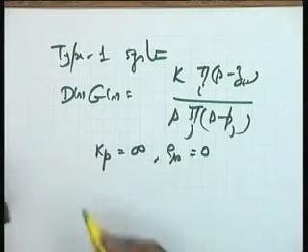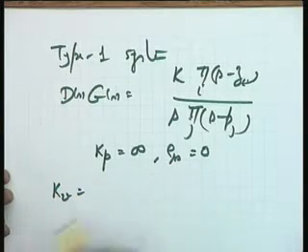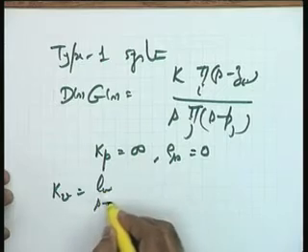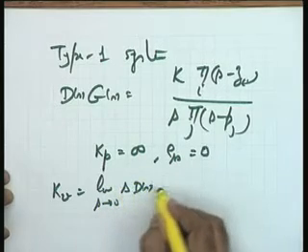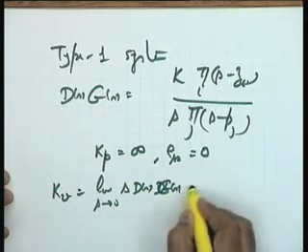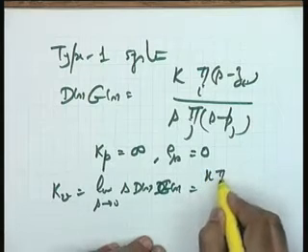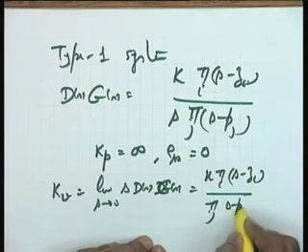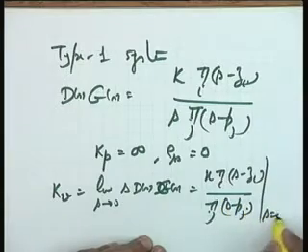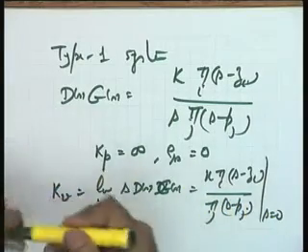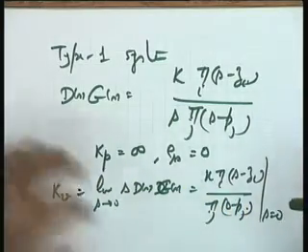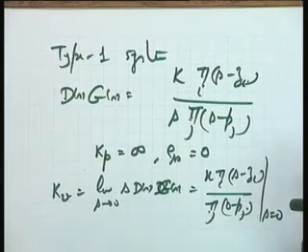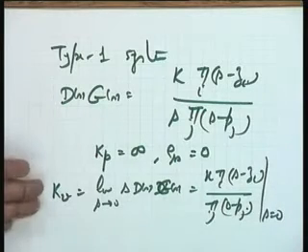But if you see kV, kV in this particular case is limit s tends to 0 of s DsGs, and you can say that this is equal to K product of (s minus zi) over product of (s minus pj), at s equal to 0, a finite value. So it means a type 1 system will give you a finite value of kV and hence a finite steady state error for ramp inputs. Okay? But now I leave it to you, you calculate Ka.